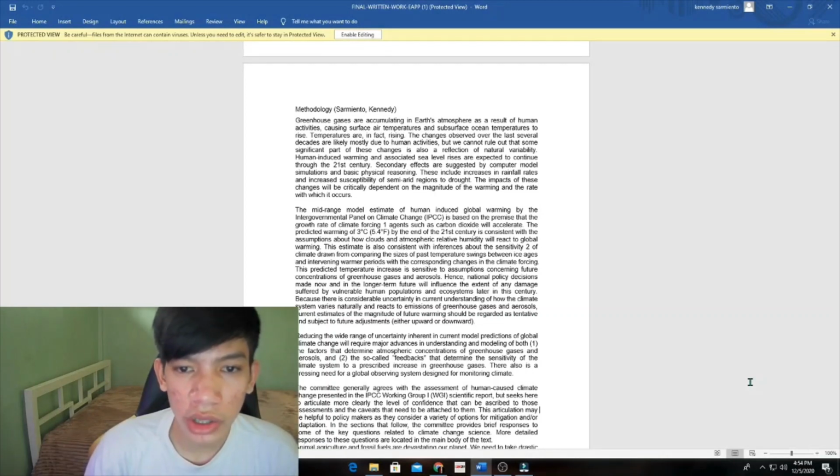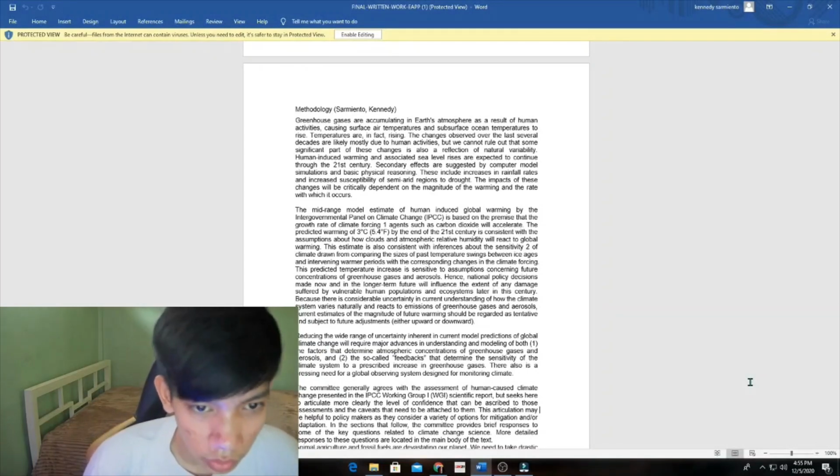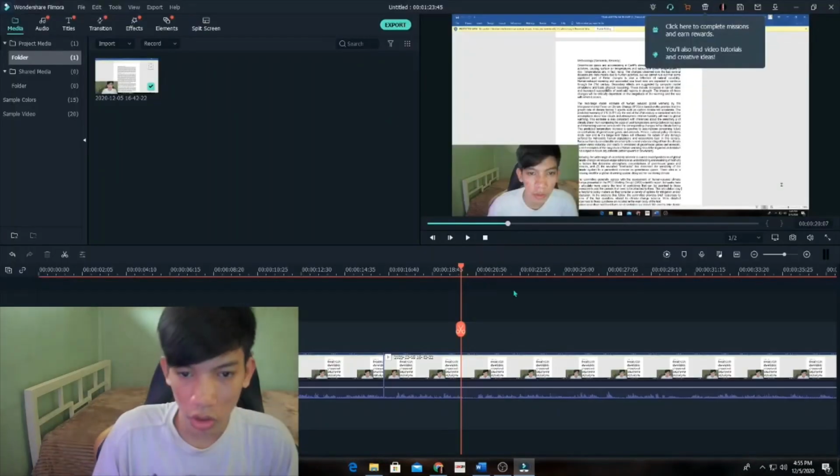Human-induced warming and associated sea level rise are expected to continue through the 21st century. Secondary effects are suggested by computer model simulation and basic physical reasoning. This includes increased rainfall rates and increased susceptibility of semi-arid regions to drought. The impact of these changes will critically depend on the magnitude of the warming and the rate with which it occurs.